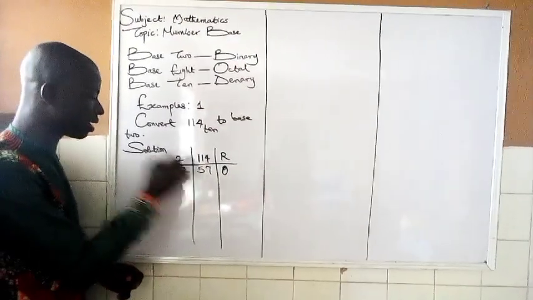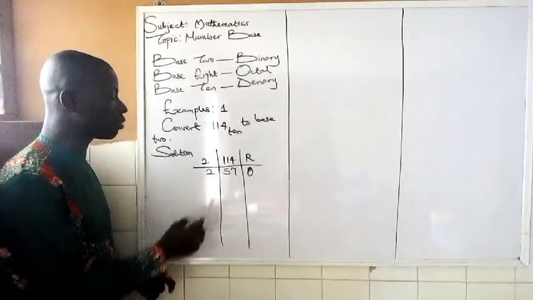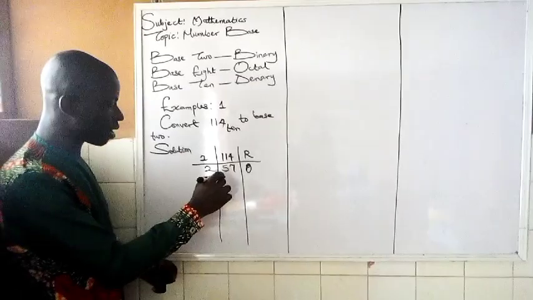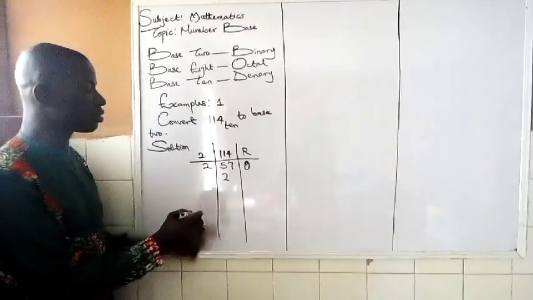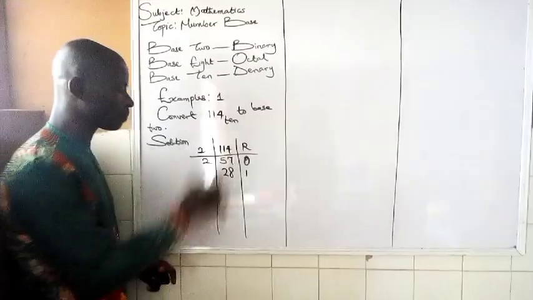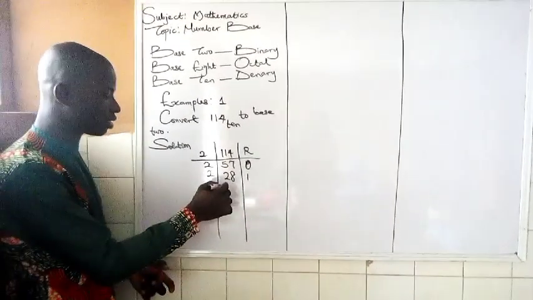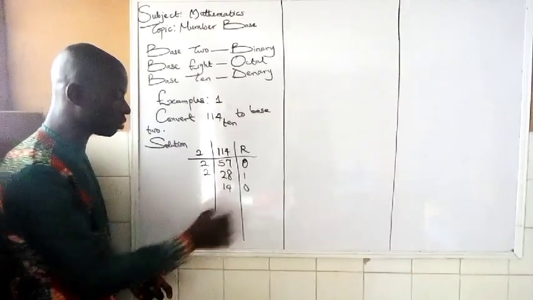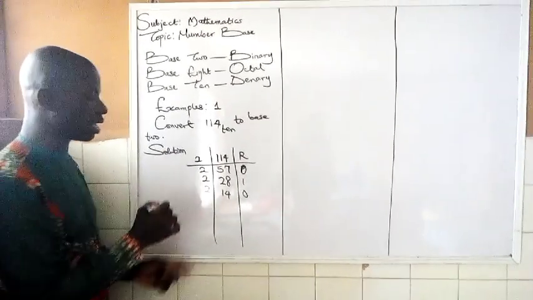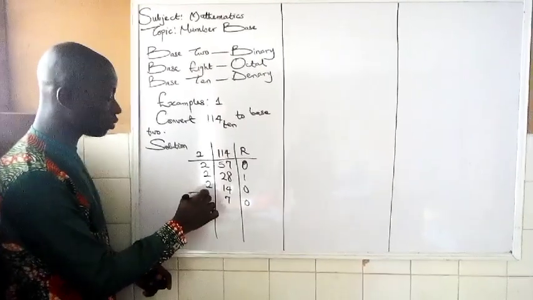Then you put 2 here again. How many 2 can you see in 57? Very simple. You can start with 5. How many 2 can you see in 5? That's 2. How many 2 can you see in 17? That is 8. Remainder 1. How many 2 can you see in 28? That is 14. Remainder 0. How many 2 can you see in 14? 7. Remainder 0. You put 2 again.